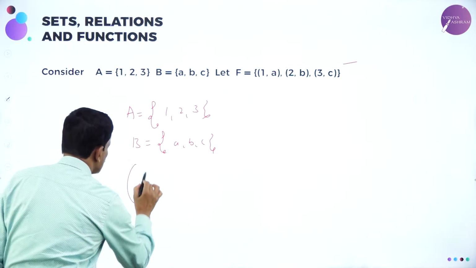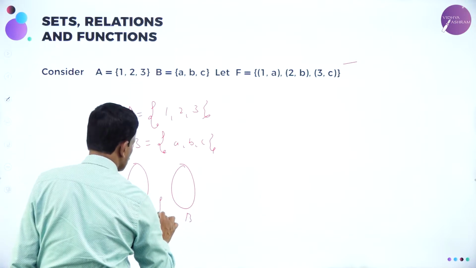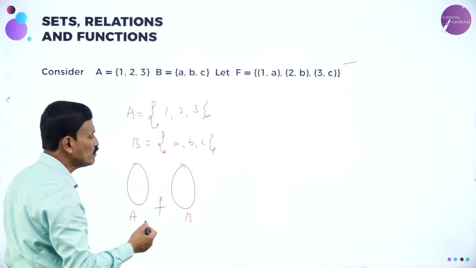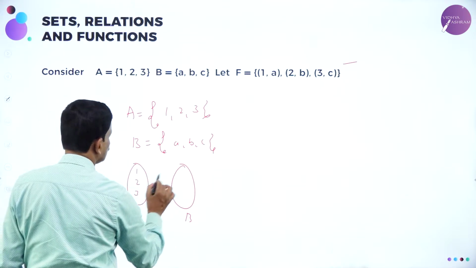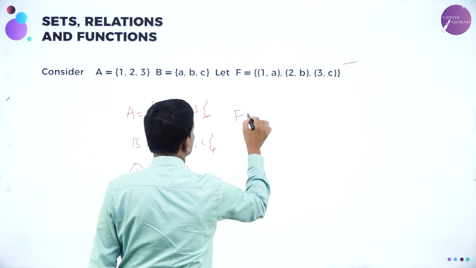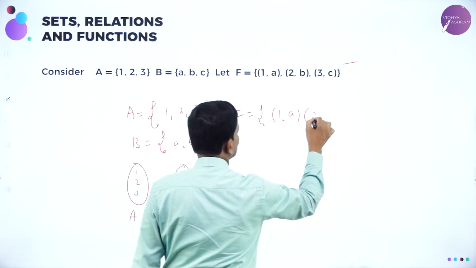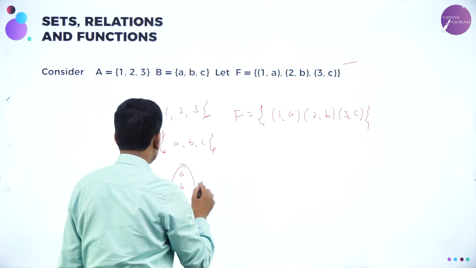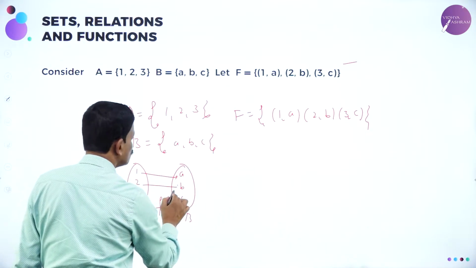And write down the elements of the sets A and B. So this is A and B. We have to verify whether f from A to B is a function or not by drawing an arrow diagram. So A contains 1, 2 and 3, and B contains a, b, c. What is given? f is given to be (1, a), then (2, b) and (3, c). See here, the mapping is from 1 to a. Again 2 to b, 2 is mapped to b.